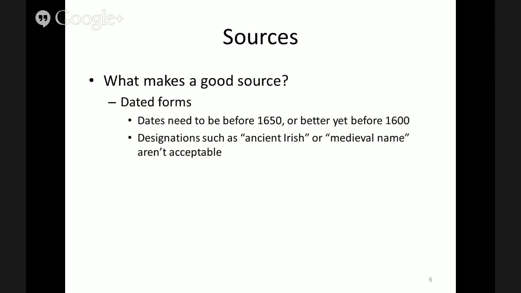The other thing we want is dated forms. You want dates that are before 1650, or better yet, before 1600. 1600 to 1650 is, of course, our grey period. What you don't want is things like, this is an ancient Irish name. Well, great, when the heck did ancient start? Or this is a medieval name. You see that a lot in places like name books. This is an ancient German name. Well, maybe, but ancient is not a date. So we want dates. We want evidence of when the date is. Maybe the form is dated, maybe the whole document is dated, but you've got to know the date.